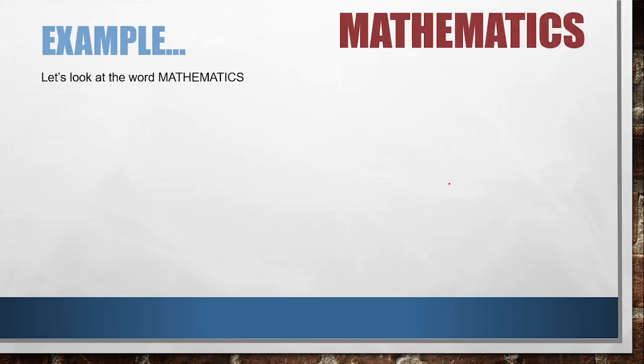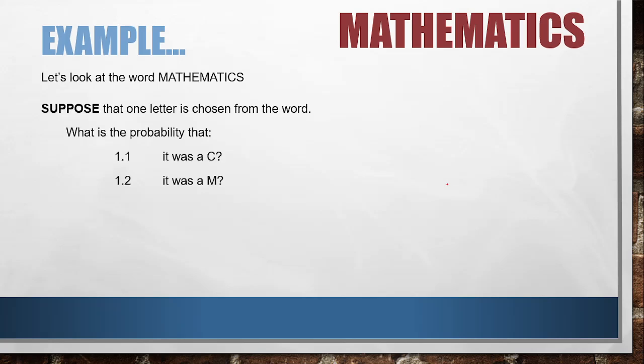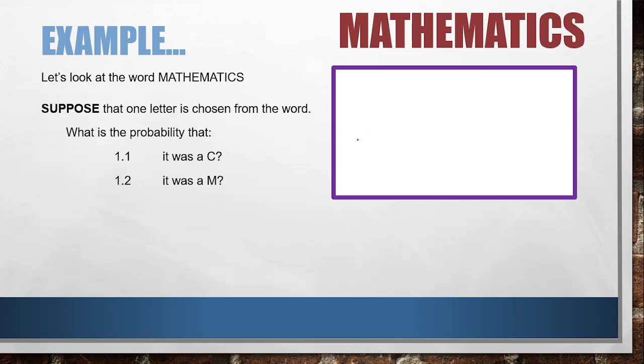Okay, so let's look at an example here. Let's look at the word mathematics. Suppose that one letter is chosen from the word. What is the probability that it will be a C? Well, let's look firstly at how many letters we have here. 1, 2, 3, 4, 5, 6, 7, 8, 9, 10, 11. So our sample space will be 11. Of those 11, how many of them are C's? Well, 1. So that's just going to be 1 over 11.